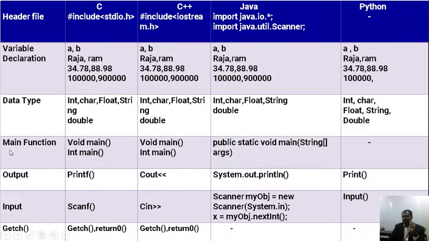Next is the main function. The main function is important for writing the body of the letter, like the body of a letter. If you want to write the body of a letter, before that we have to mention it, likewise void main and then int main. In C, C++, and Java there is public static void main(String[] args). In Python there is no main function. So this is the main important thing in all the programs, right?